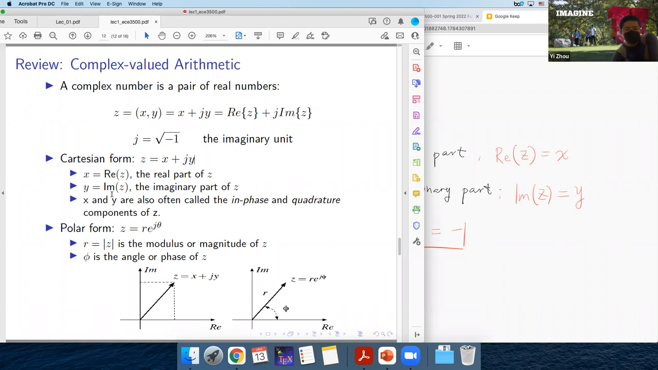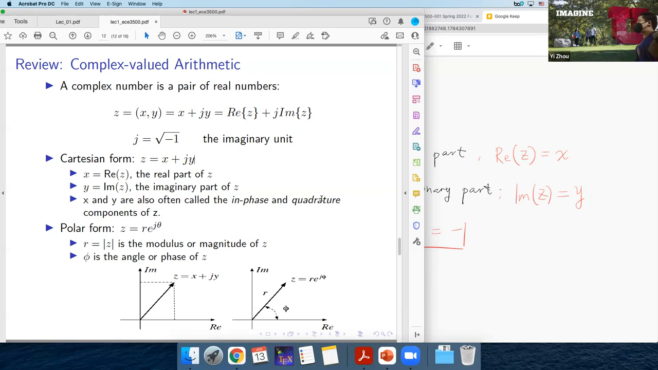And if you take some digital communication courses in the future, we also call X and Y the real part the in-phase component. The imaginary part is also called the quadrature component. But in this course, we use real and imaginary. We use these notations.